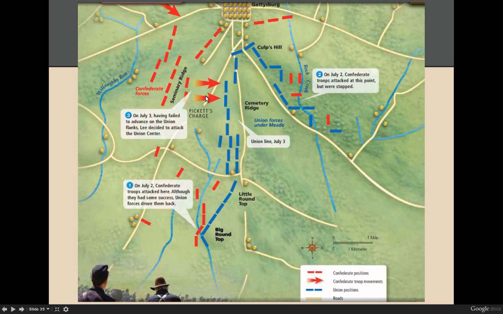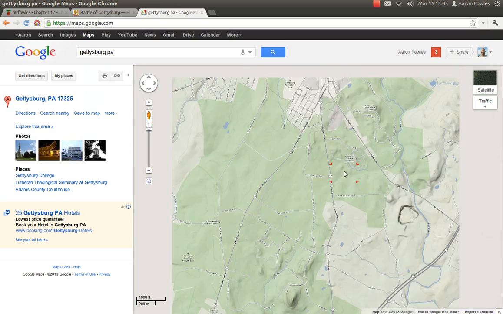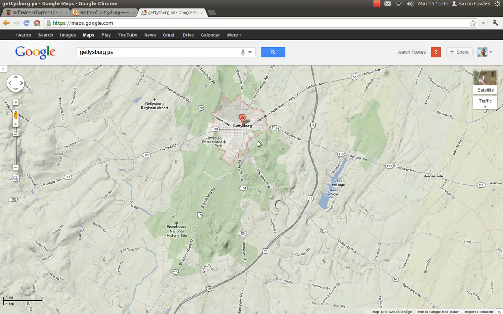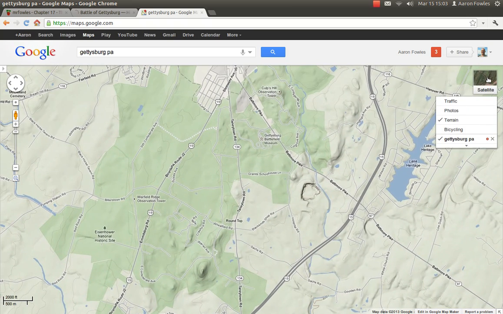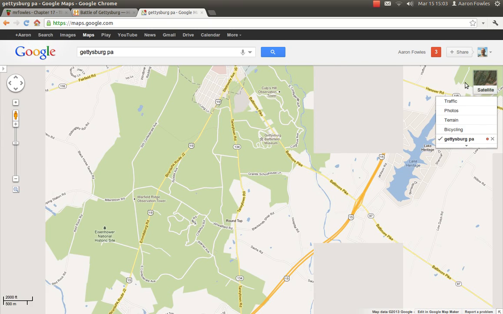Let's go to the map here. So the troops came in, and the Union was pushed through the town, and they set up their... Actually, I think I've even got a better one. You can see a live version. Here's a map of Gettysburg from Google Maps. There's the city. We'll see what it looks like right now. Farmland right now. But there's the map.